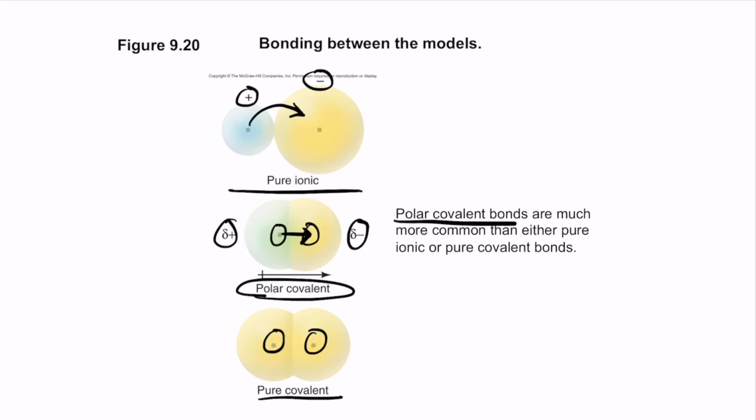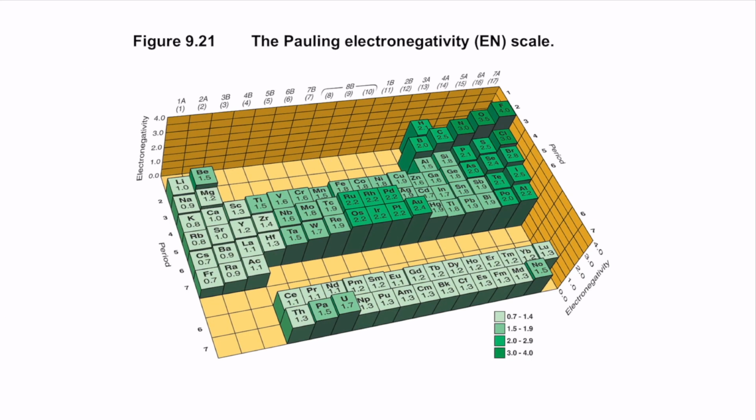So these polar covalent bonds are generally much more common than either pure ionic or pure covalent bonds because of the state in which bonding generally occurs. So this is a scale of Pauling's electronegativity scale. This is the common scale that is used to represent the electronegativity of different atoms. Notice that the electronegativity increases across a group, across a period, and decreases down a group.